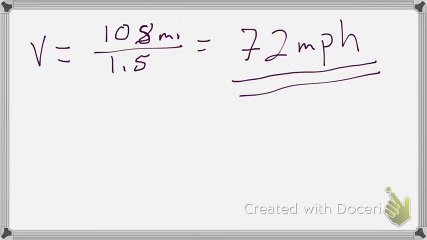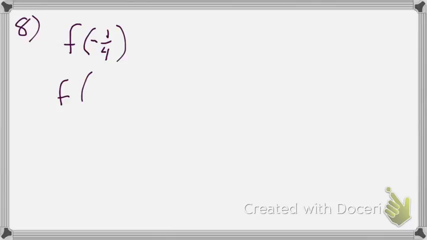Alright, now number 8 says to determine whether Rolle's theorem can be applied to the function on the interval. And if Rolle's theorem can be applied, find all values of c in the interval that satisfy the theorem. Round your answer to 3 decimal places. So basically what we want to know is if f of negative 1/4 and f of 1/4 equals 0.